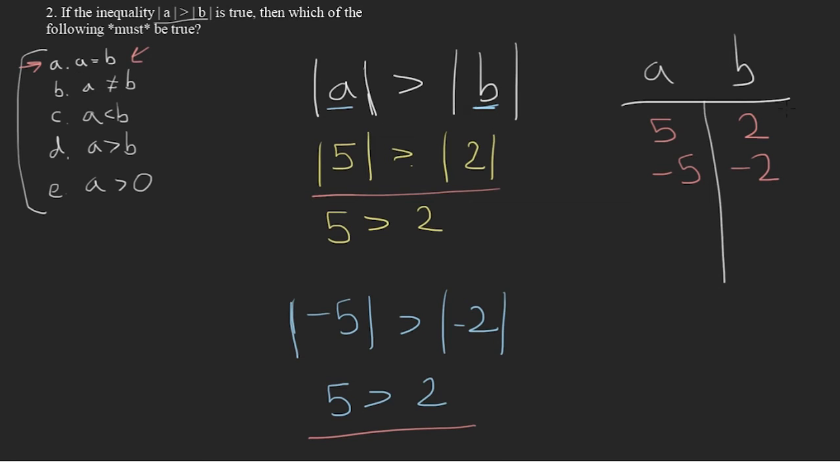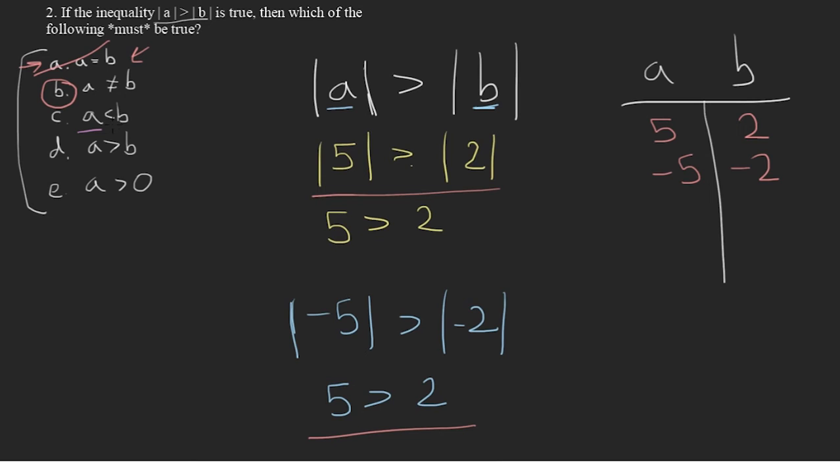Was A equal to B? Clearly not. So we can eliminate A. Was A not equal to B? Yeah, 5 and 2 are different, right? So that looks like it had to be true. I'm going to say B is our answer, but I want to check the other answers as well.